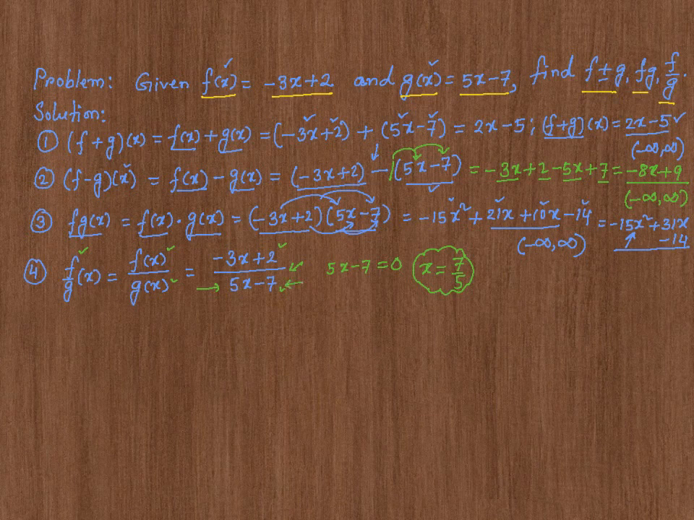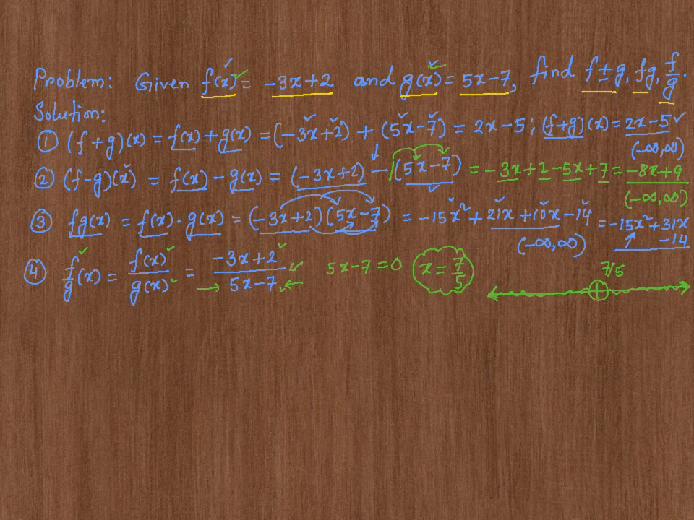But that is unacceptable. So this function has a domain restriction, unlike the first three. For the first three, addition, subtraction, and multiplication, we had the same domain for the new function as we had for the original functions, f and g. However, in this case, that will not be the case. For the quotient, we have to exclude the point 7 over 5. So we want all the numbers on the number line except for the number 7 over 5.